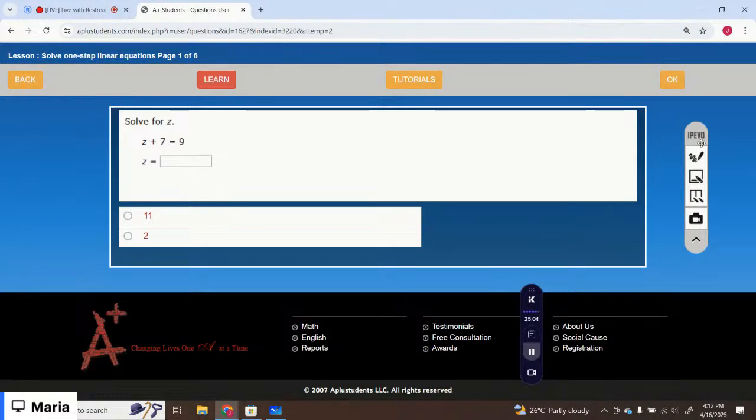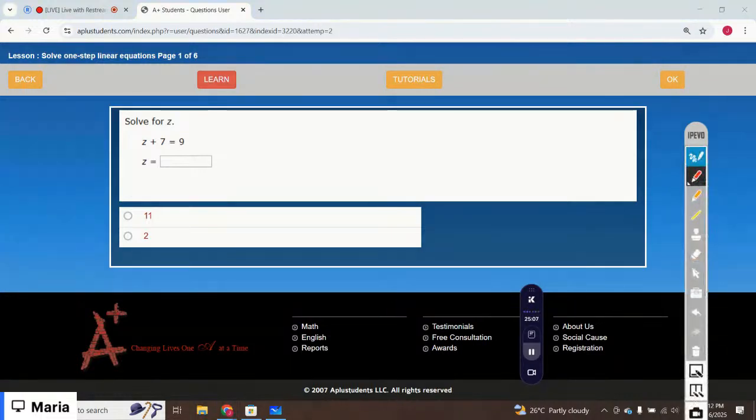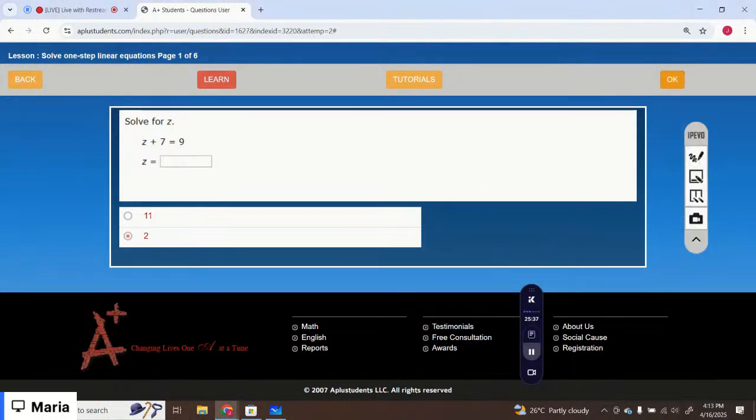Z plus 7 equals 9. You need to solve the equation for Z. So you have to undo the operation. You need to remove that 7 from here. The opposite of addition is subtraction. Subtract 7 from both sides. 7 minus 7 is 0. So Z equals 9 minus 7, that is 2. That is Z equals 2. Option number 2 is the correct option.